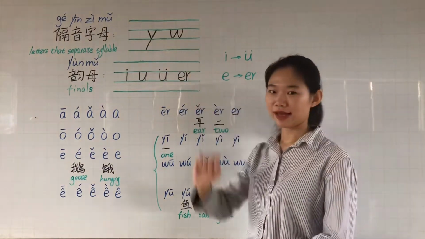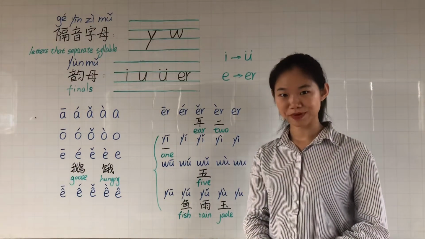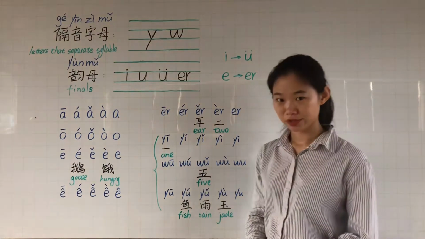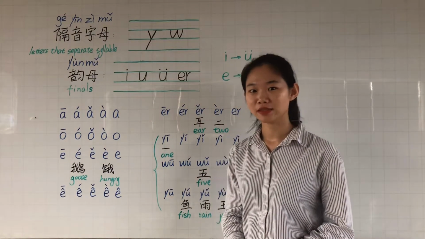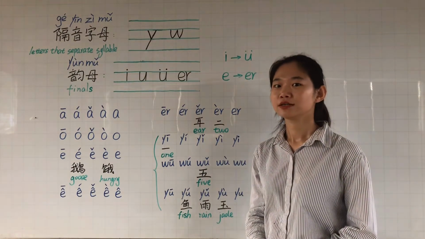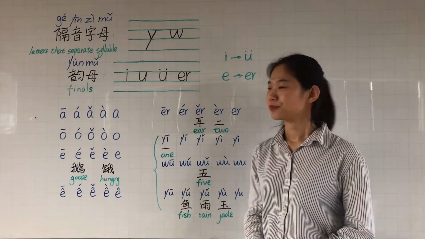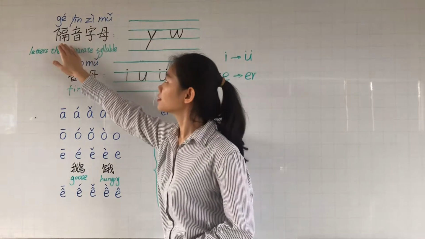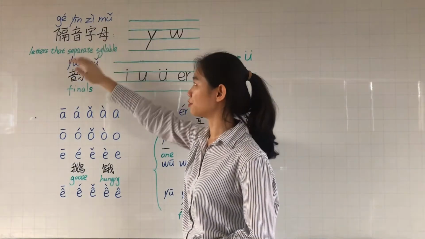Before we already knew that in Pinyin there are 2 special initials, right? These 2 special initials are not the real initials. They are just the letters that separate individual syllables. We call them 隔音字母. 隔音字母.